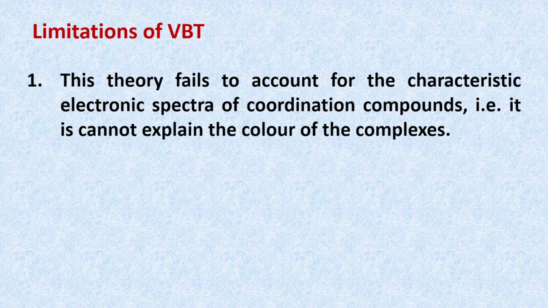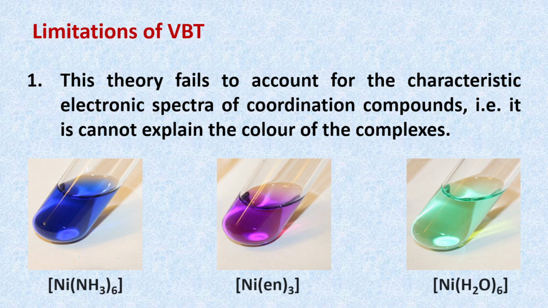There are some limitations of VBT. Number 1, this theory failed to account for the characteristic electronic spectra of coordination compounds, that is, it cannot explain the color of complexes. For example, you can consider these complexes of nickel. All the 3 are 6 coordinate complexes possessing octahedral geometry and have the same central metal ion, but they show a color variation. VBT cannot explain this color variation.